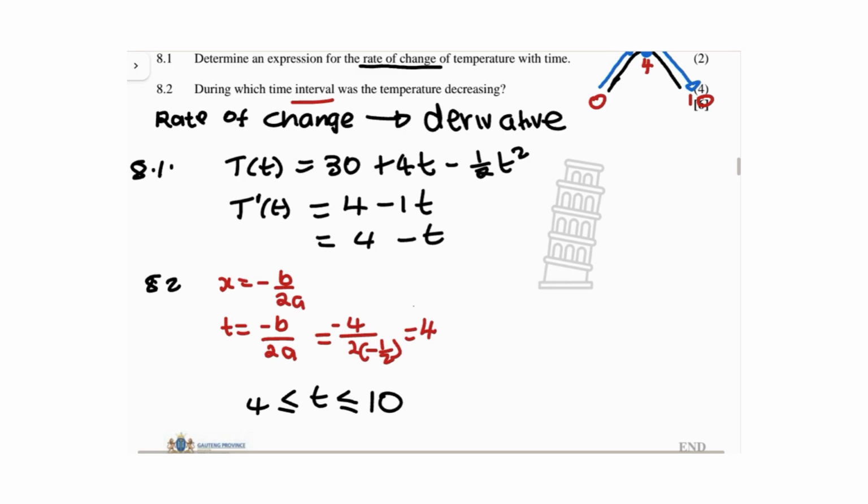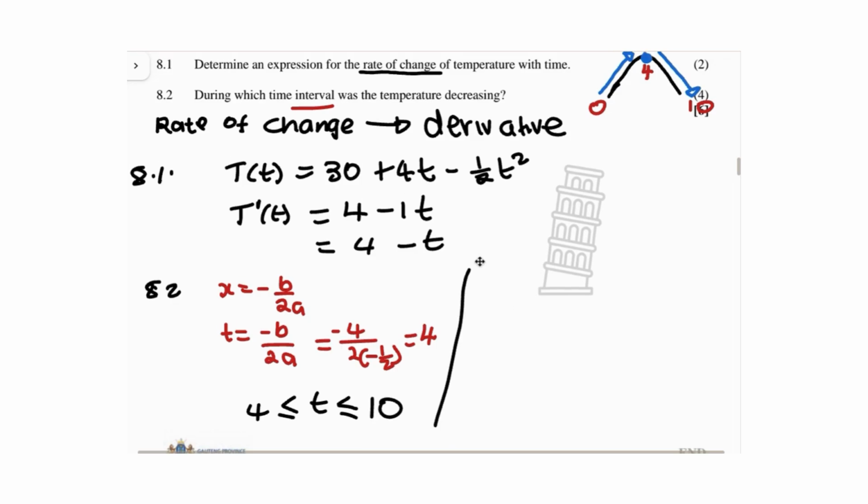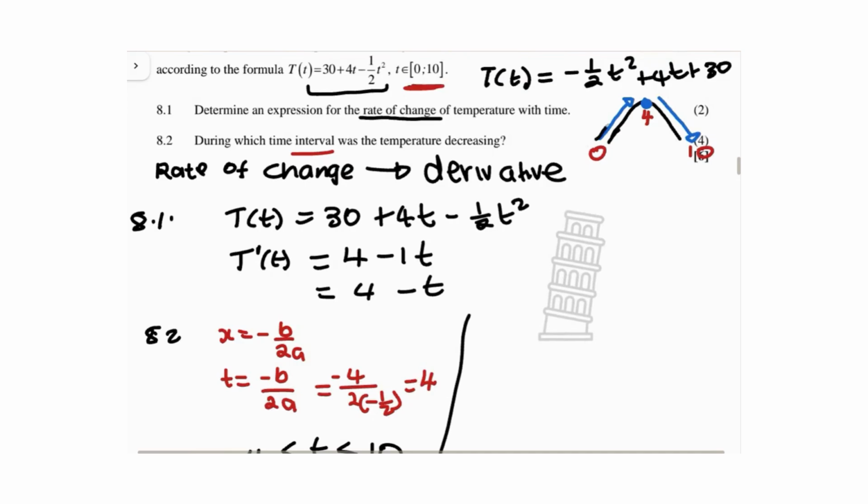Or you can use the derivative, guys. I'm going to use the alternative method, because when we say decreasing or increasing, we are talking about the gradient. We already have the rate of change, and it represents the gradient. So when it says the temperature was decreasing, we mean when T prime of t is less than or equal to 0.